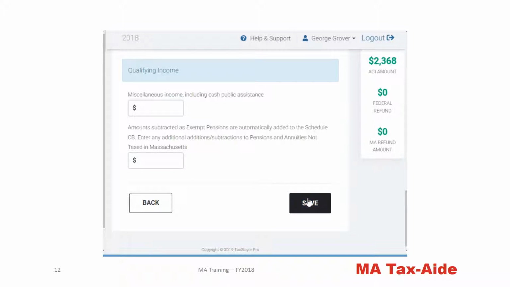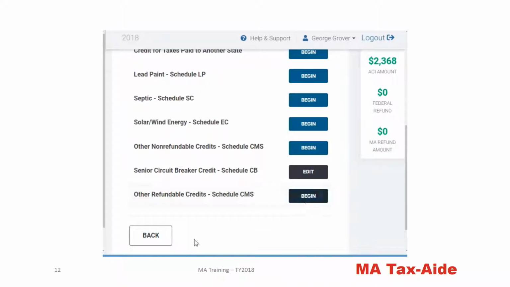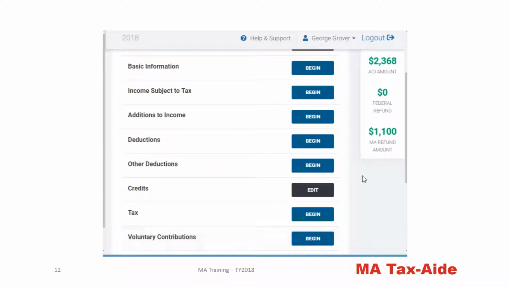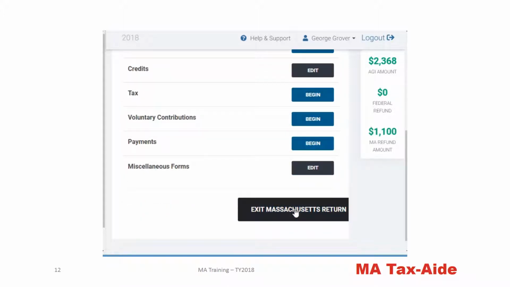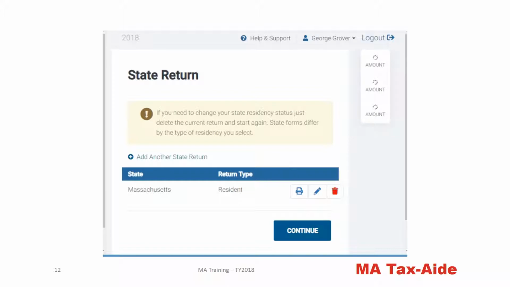Once we click save, we're going to go back. You'll see that the calculator now has updated his refund amount to be $1,100. So George is entitled to the full circuit breaker of $1,100. This is a $1,100 refundable credit that he will get back. We'll exit out of the Massachusetts, and we're all done.